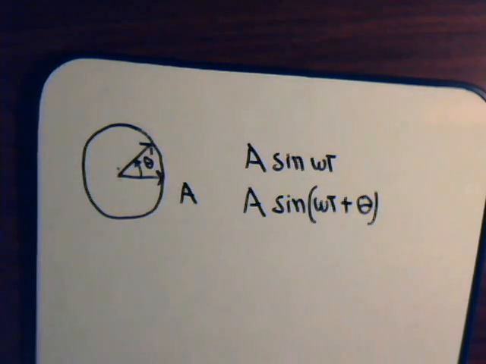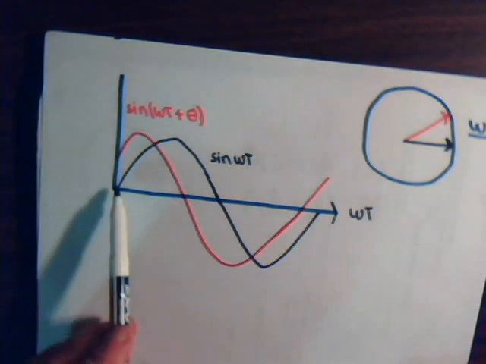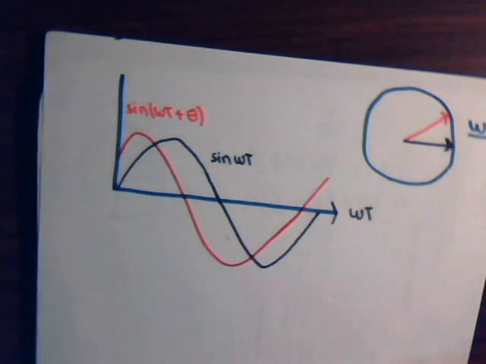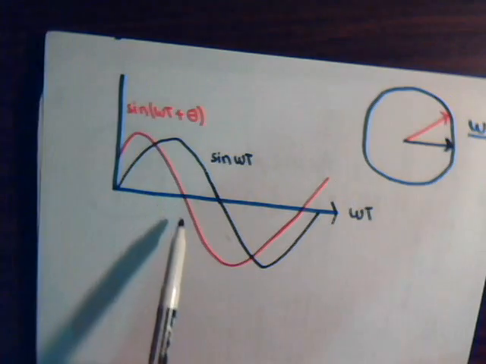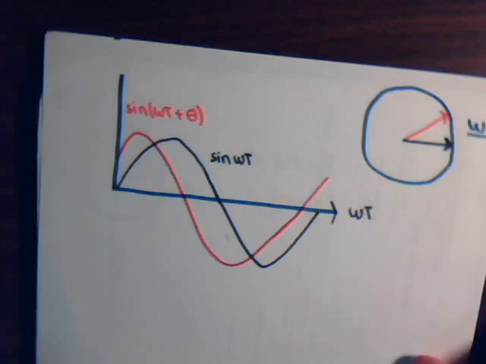And graphically, it might look something like this. Here is the sine of omega t, and here's the sine of omega t plus theta. Of course, it's the same shape, it's just shifted. Same thing in our phasor diagram.